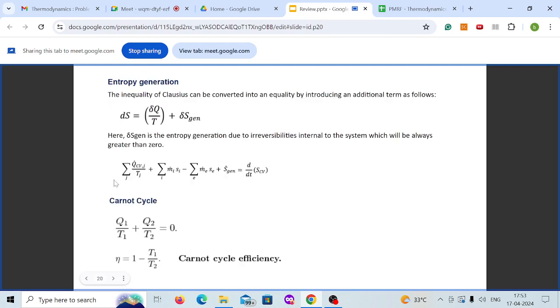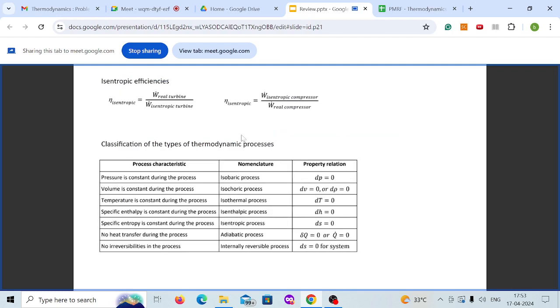Before going to the cycle, I'll also define the processes, what is happening. You can define an isentropic efficiency for any process. An isentropic process is one where you assume the process to be a reversible adiabatic process, and in that process your entropy is constant.